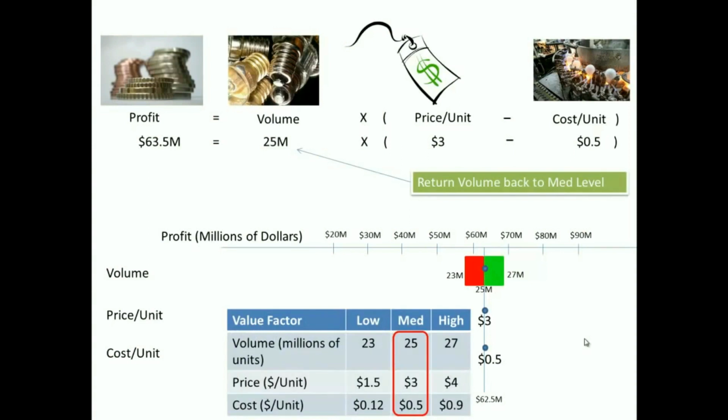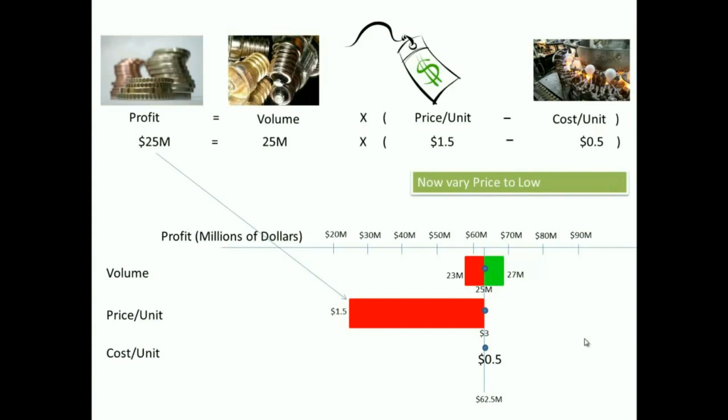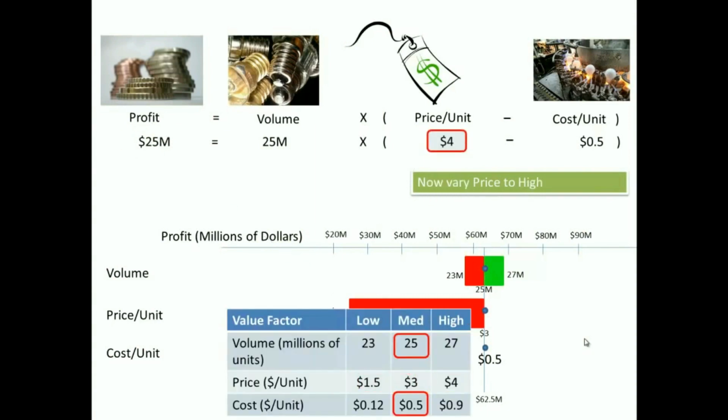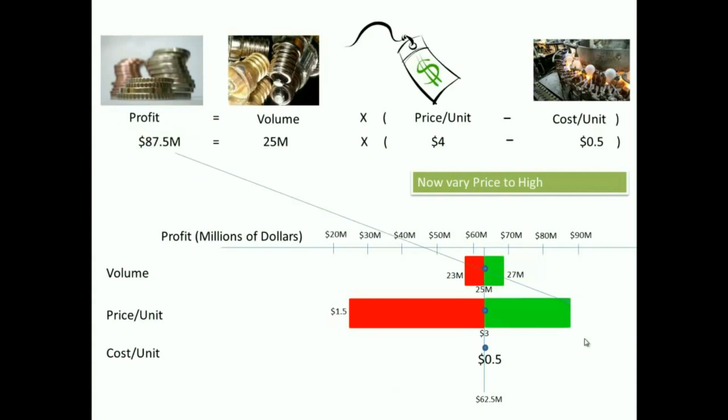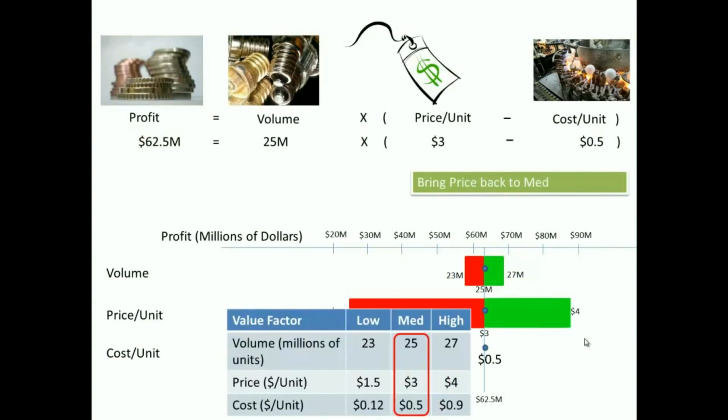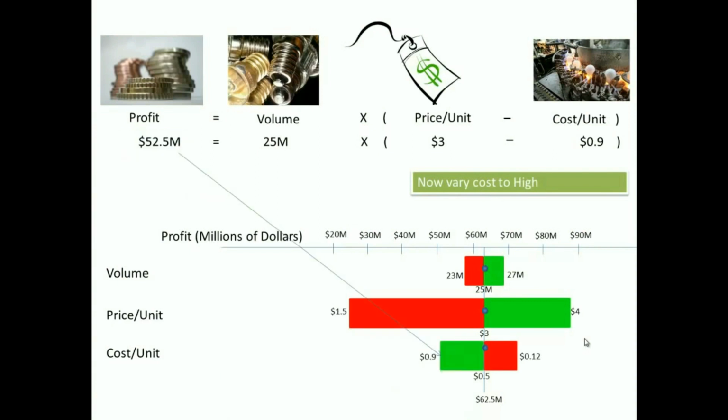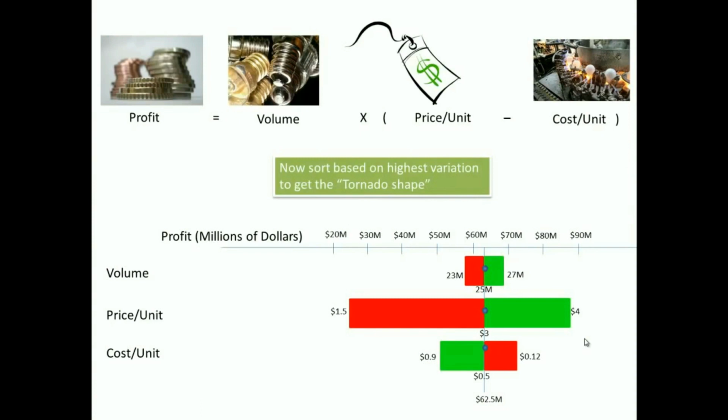Let's return volume back to the medium level and vary price to low and put in the new profit figures in exactly the same way. We'll go to the high level and put in the new figure, and let's do the same thing now with cost. And with cost, you can see that the colors are flipped because a higher cost means lower profit and a lower cost means higher profit.